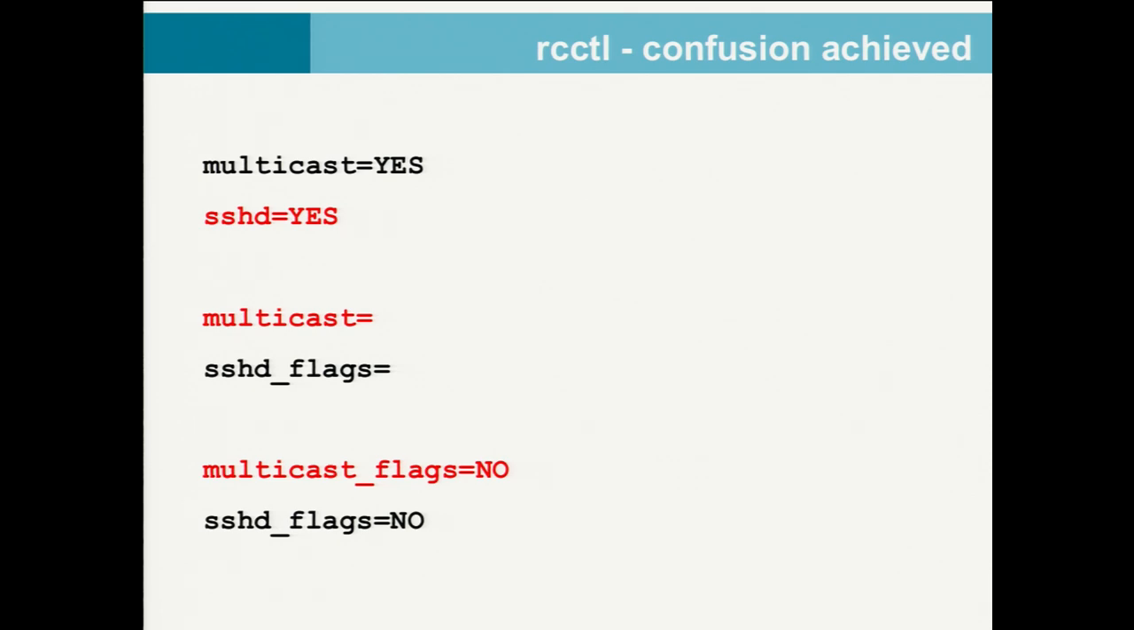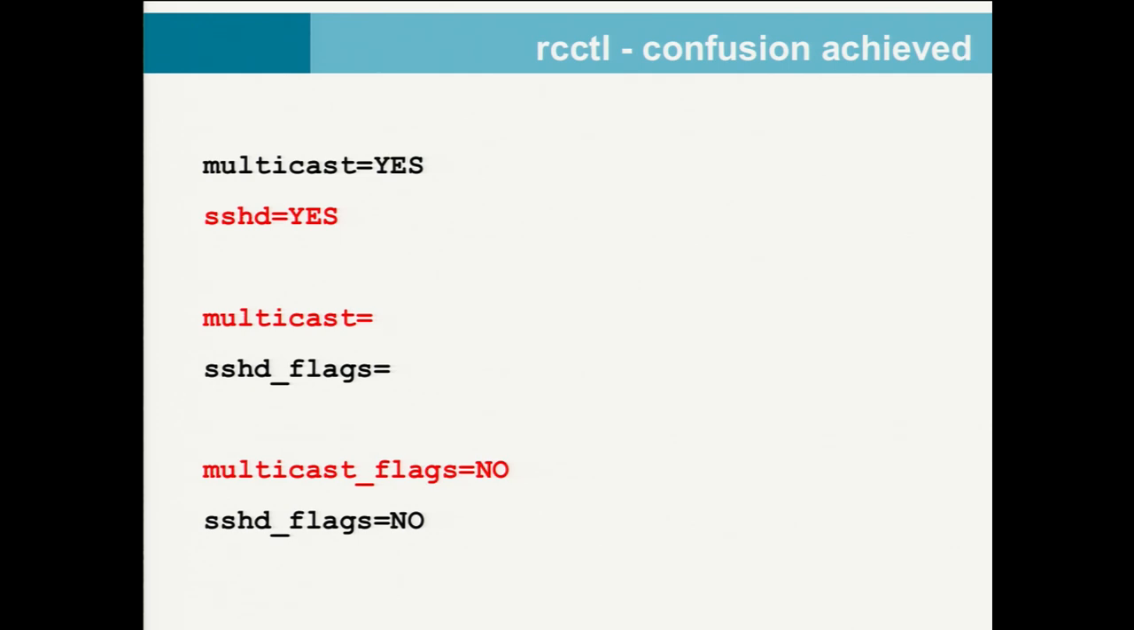Okay, so why can't I do multicast= and nothing? That should also enable multicast. No, it's different. That's a service. So on and on, it was kind of confusing. And rcctl provides a unified interface for that. rcctl enable multicast or rcctl enable sshd will do the prefixing, and you don't have to worry about whether you need to append underscore flags or whatever.